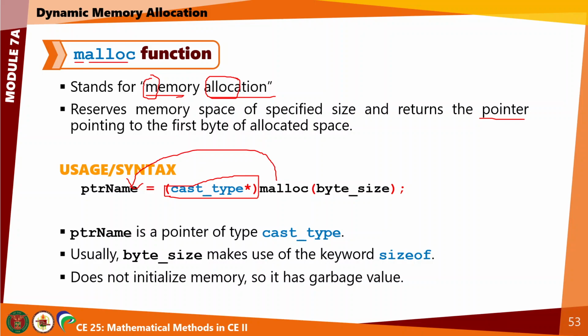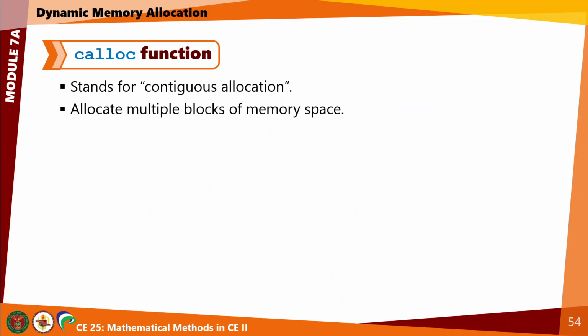Okay, the second function is calloc or your contiguous allocation. Ang ginagawa niya, it allocates multiple blocks of memory space. Yung malloc kasi isang tuloy-tuloy lang, kung ano yung size na binigay mo, yun na yun. Dito, pwede niyang i-subdivide. So, you have multiple blocks na may same sizes.